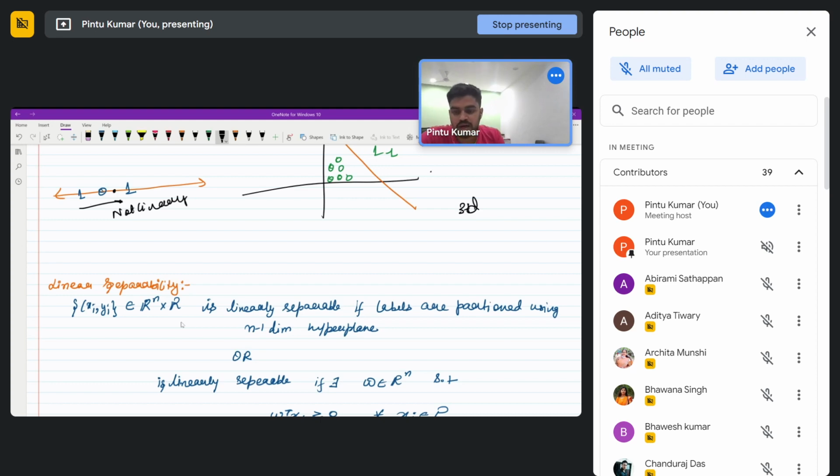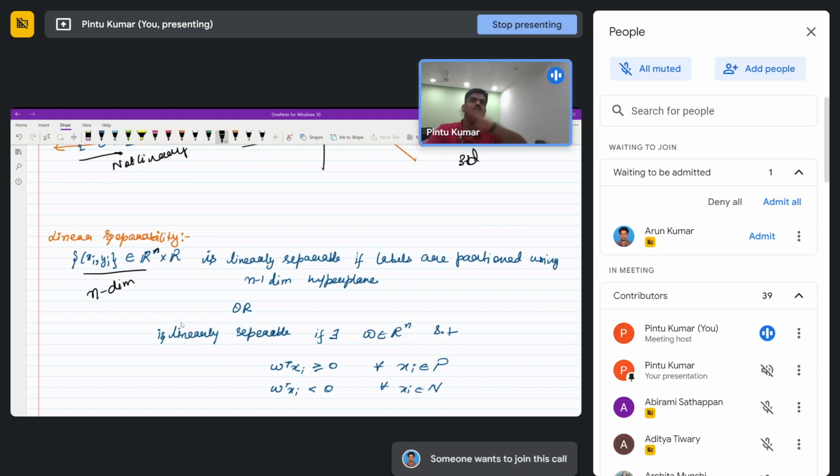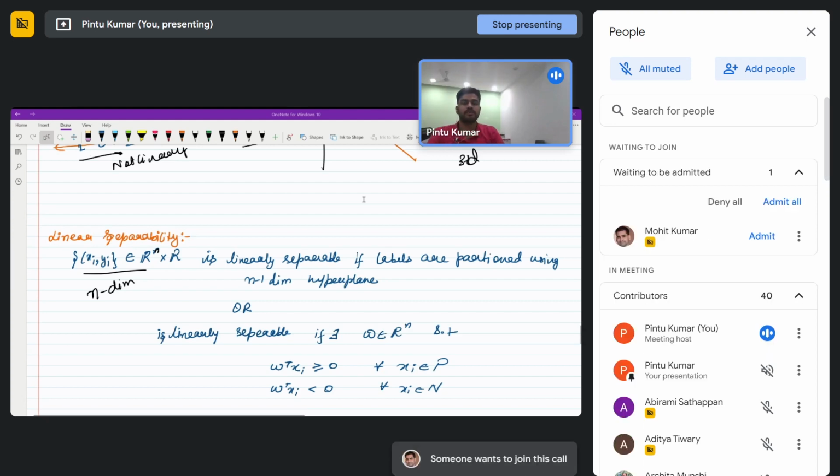So if you have some n-dimensional data points, this is R^n cross R, and if they can be separated by an n minus 1 dimensional hyperplane, the word hyperplane is nothing but an extension of a plane. For example, if you have a one-dimensional line, you can divide it by a point into two halves. If you have a two-dimensional plane, you can divide it via some line. If you have a three-dimensional space, you can divide it via some plane. You can't imagine it in the fourth dimension, but the extension of this in higher dimensions is called a hyperplane.